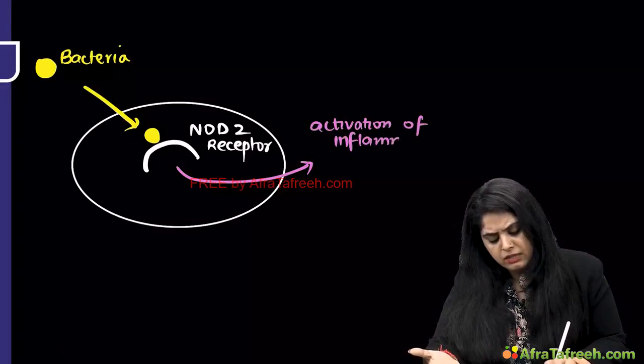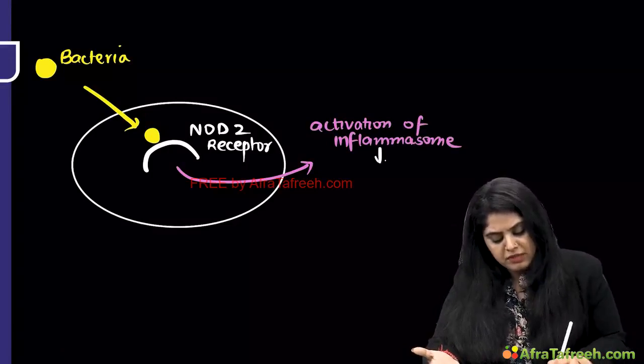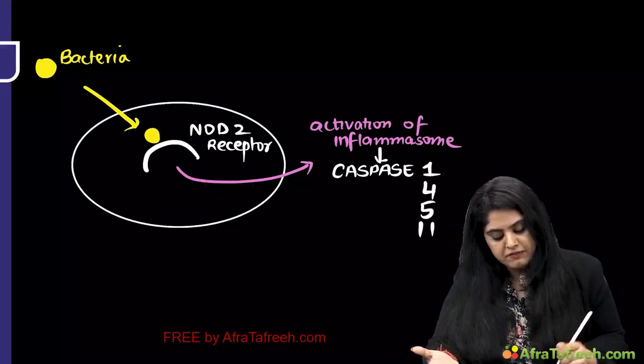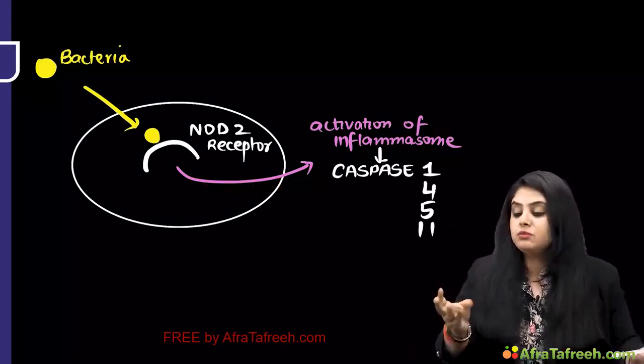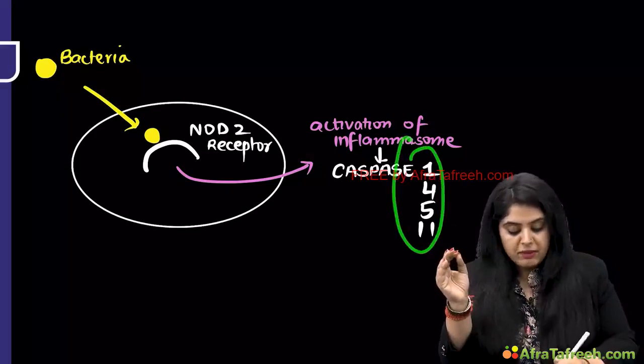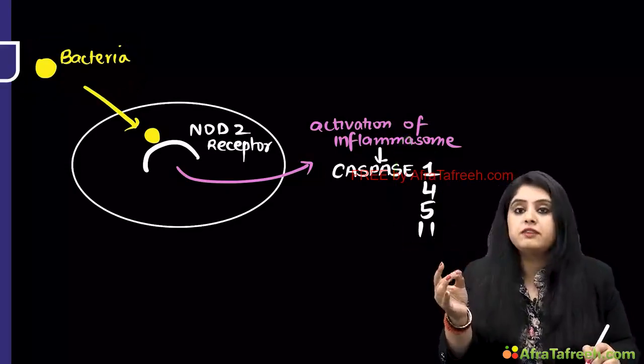Right? Bacteria came, so inflammation. There is activation of inflammasome, and which caspases are going to come under this process of activation? Caspase 1, 4, 5, 11. Repeat with me 1 million times. 1, 4, 5, 11. That's an update. What are the caspases involved in pyroptosis? It is going to be 1, 4, 5, 11.